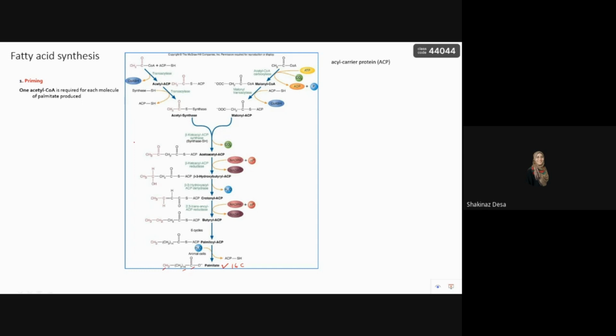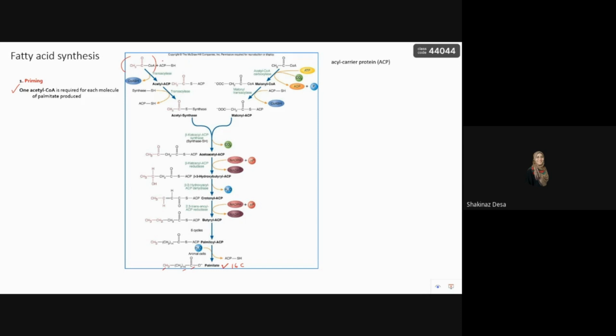First of all, substrate yang diperlukan, the main substrate which is required adalah acetyl-CoA. We call it the process of priming. Nama dia priming. So priming is the one that we require to start off the process of synthesis. Itu satu. Acetyl-CoA. Tengok kat sini. Ni acetyl-CoA. We have one acetyl-CoA.